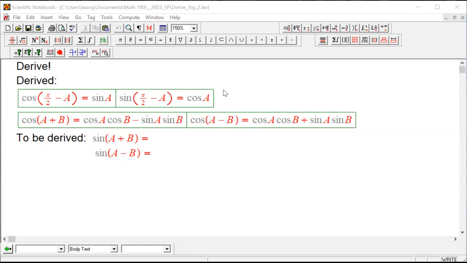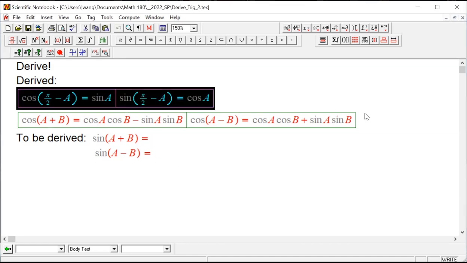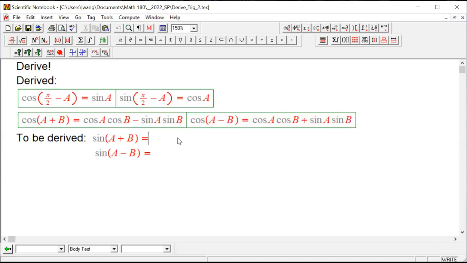Hello, in this lesson, we're going to derive more formulas. We have derived these four, and now we're going to derive what sine of a plus b equals and what sine of a minus b equals. So let's first start with one of them, sine of a plus b.